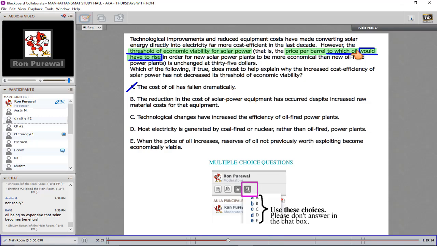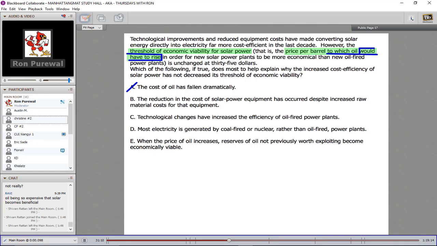And so there's basically a point where oil would get so expensive that it would be better to just use solar power. That's the point. Exactly. Ravi, that's a good summary. I'm going to put that on the board.